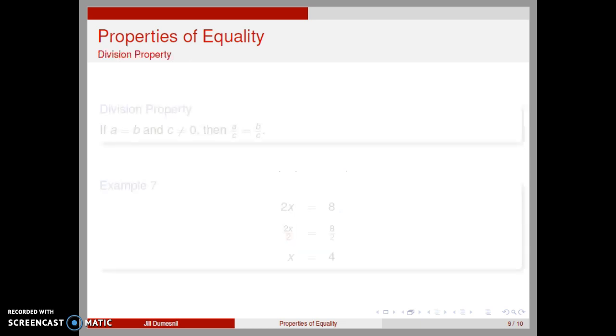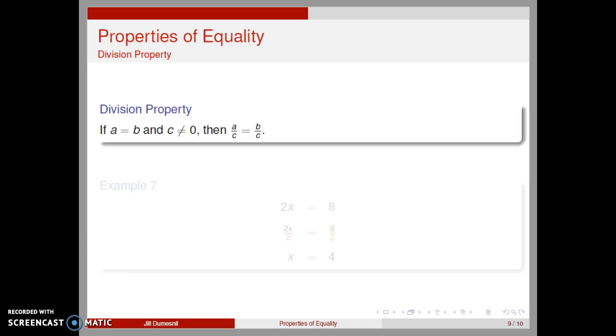The division property is a direct consequence of the fact that A divided by C is A times the reciprocal of C, provided that C is non-zero. So if A is equal to B and C is non-zero, then A over C is equal to B over C. For example, to solve the equation 2x equals 8, we can divide both sides by 2 to get x equals 4.